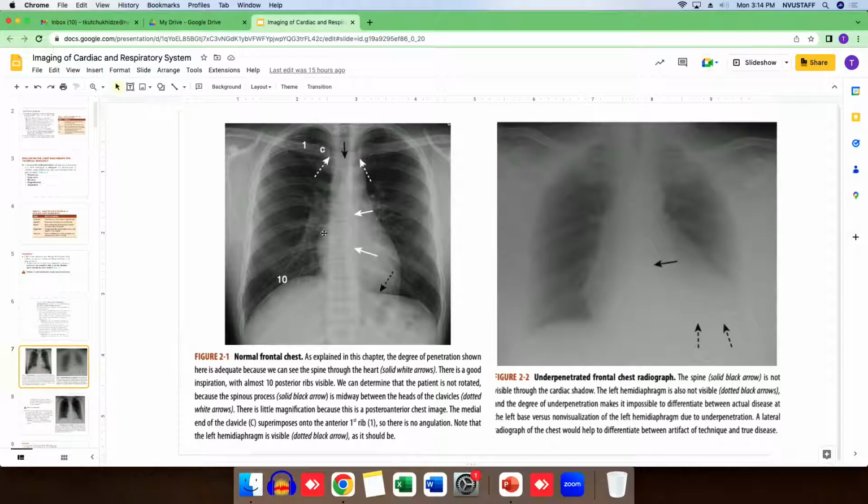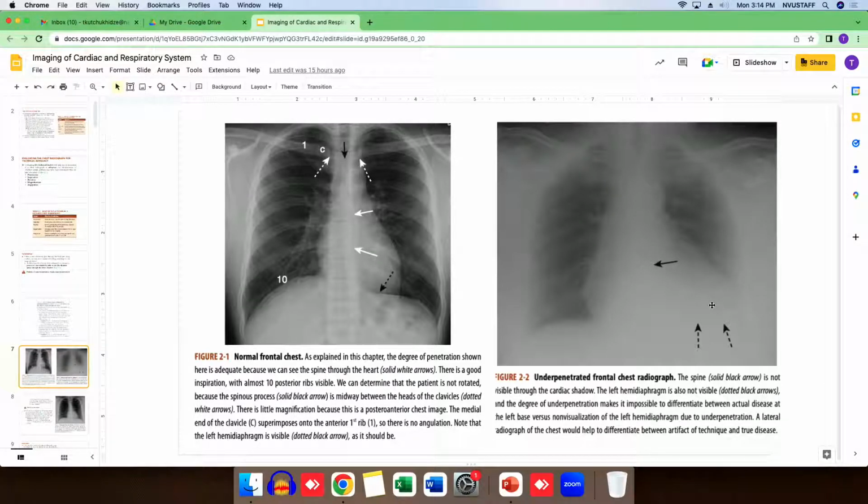So to see here, we have a normal chest X-ray, and we have an underpenetrated frontal chest radiograph, right? In the first case, we can easily see the spine through the heart, right? We can even count vertebrae, right? However, on the second photo, the spine, which should be here with the black solid arrow shown, is not visible within the cardiac shadow at all, right? Also, we are checking the diaphragms. We can say that the left diaphragm cannot be seen either, right? We can't see it. It should be demarcated like we have here.